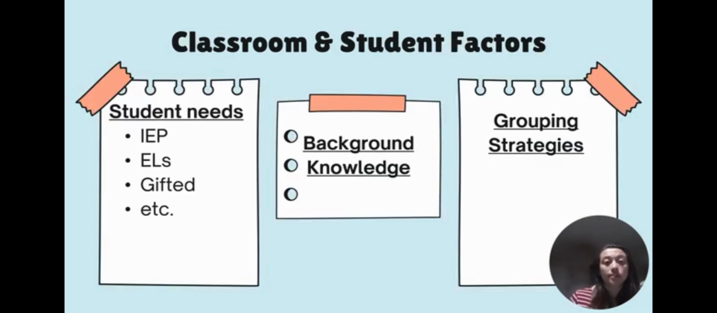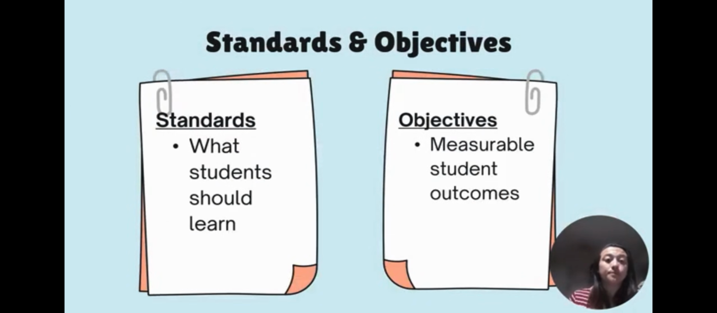Classroom and student factors. This section includes important information about your students, such as learning needs, IEPs, and language levels. It also includes grouping strategies. This helps ensure your instruction is tailored to your specific group of learners.